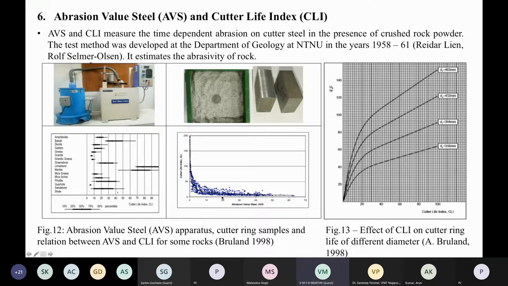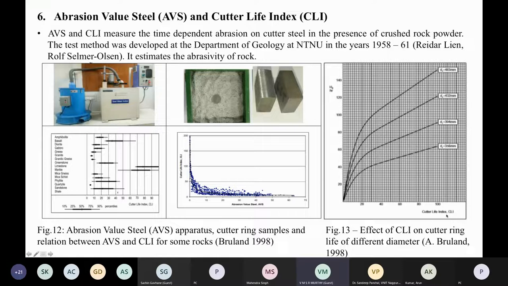You can see in a small bandwidth, the cutter life index is varying. So you need to understand where our rocks are going to fall for the cases that we are talking about. Okay. And then there is a relationship developed for the rolling life, actually. This is, again, based on the PhD work of Brolin. I think I have quoted this from it.